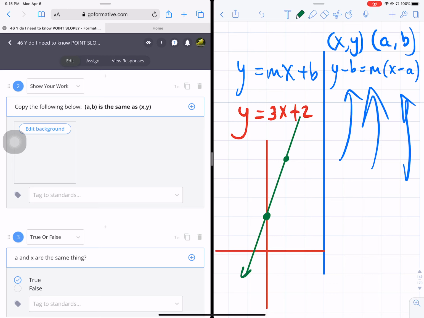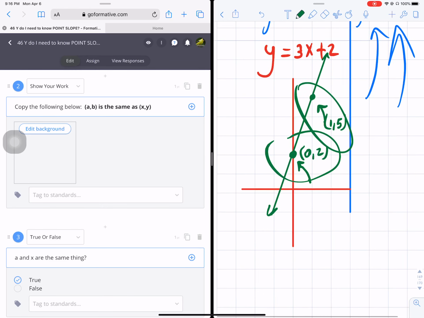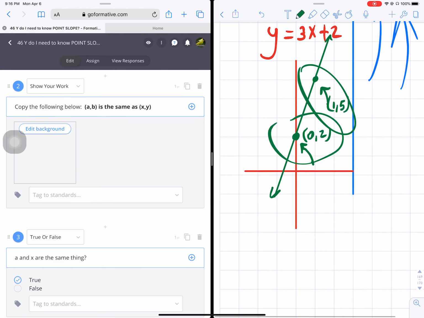And I want you to think about the points on that line. Like, what is that point right there? What is this point right there? What are those points? This one is 0, 2, and this other one is 1, 5. Obviously, these points are on that line, right? Because we can see it. It's on there.